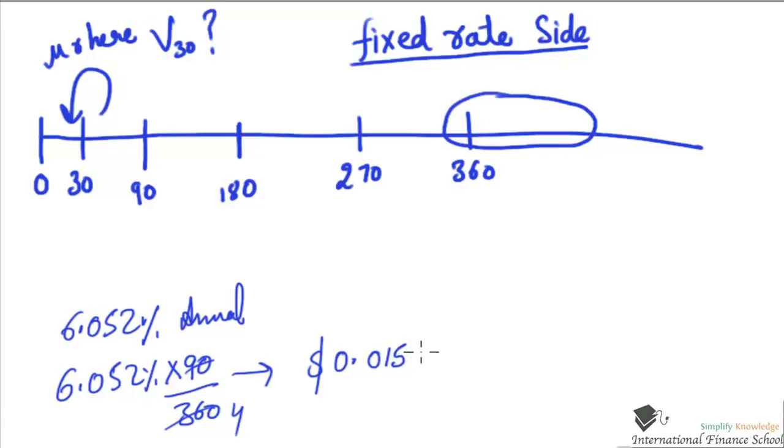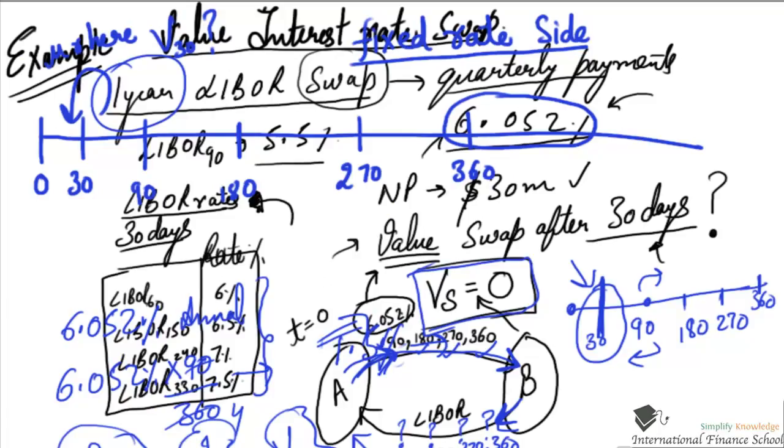0.015 kind of thing. So let's call it 0.015, right? This is around 1.5%. Now I look at what is the notional dollars there. So there was a notional principal of $30 million. So I need to multiply by $30 million.